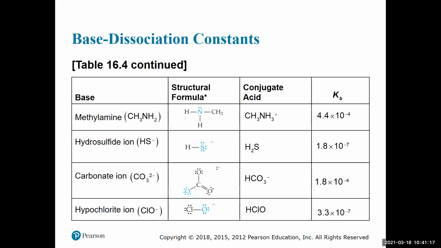Then this is the other part of the table. We have methylamine, 10 to the minus 4, fairly one of the stronger weak bases. And then we have some others as well that fall into that category of being the conjugate base to a weak acid.